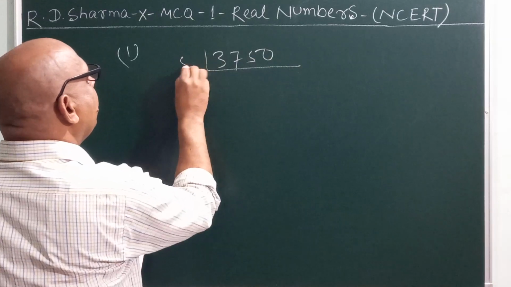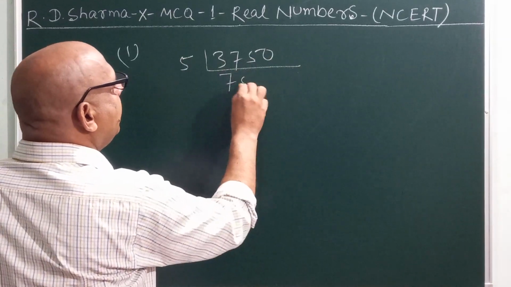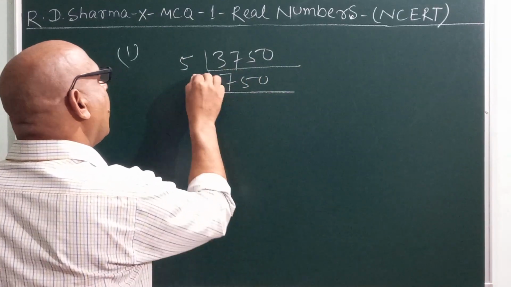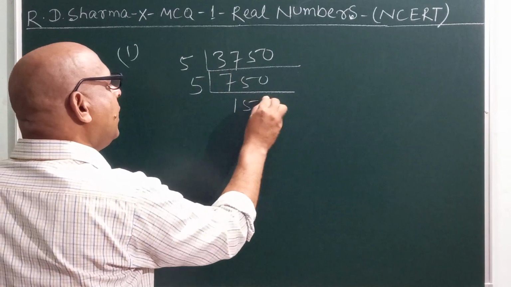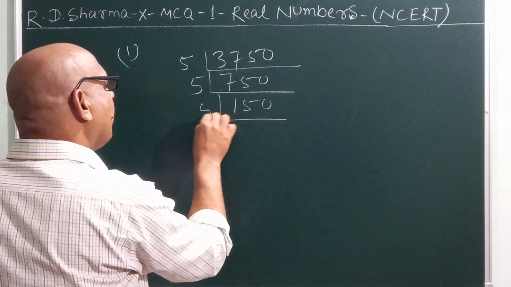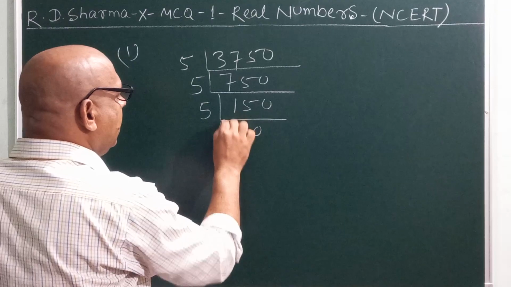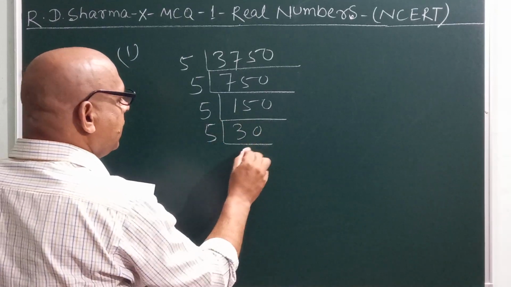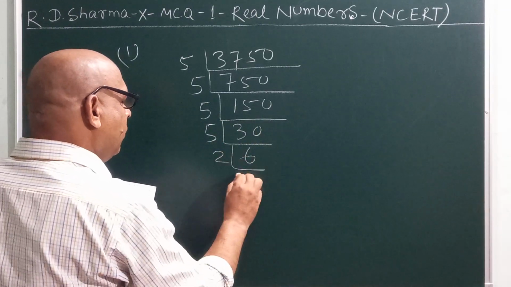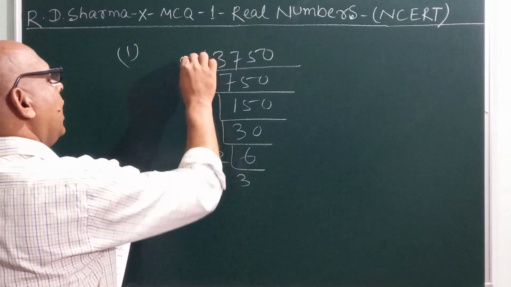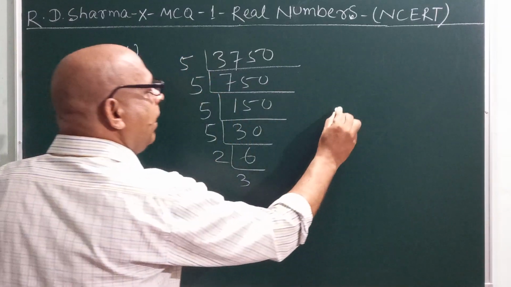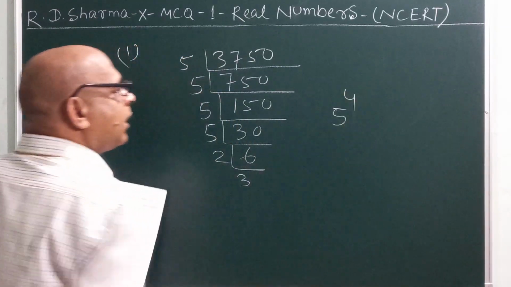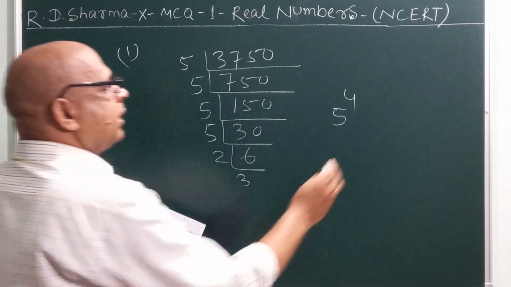Then 5, 750, 5, 150, 5, 30, 5, 6, 2, 3. Exponent: 1, 2, 3, 4. 5 to the power 4. Clear? Answer is B.